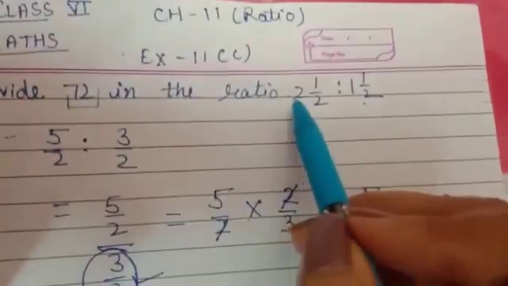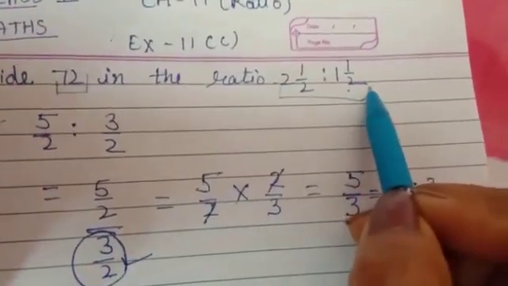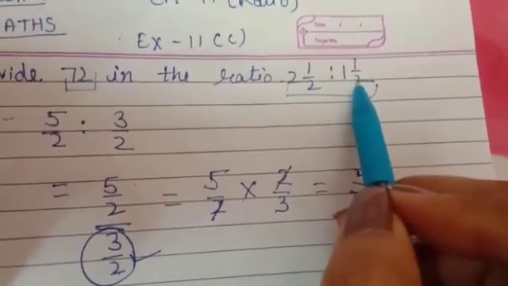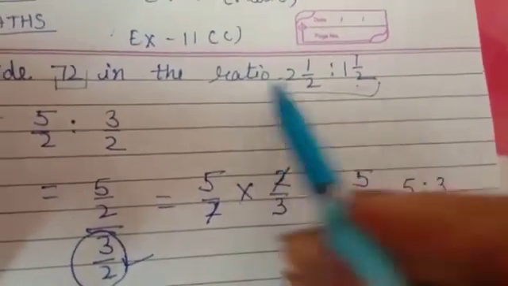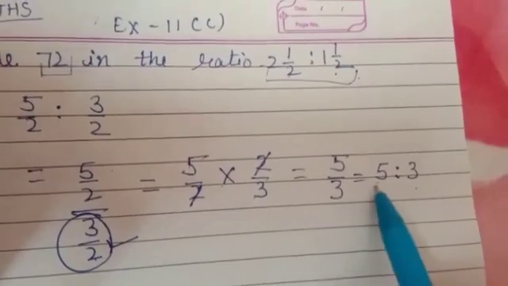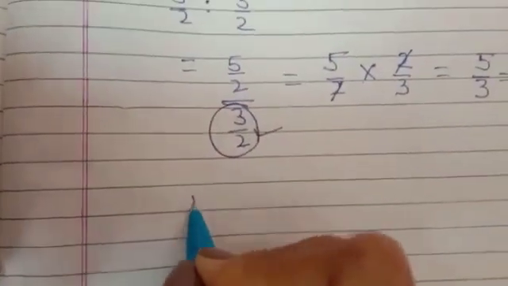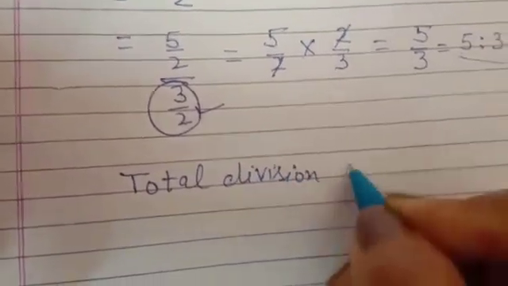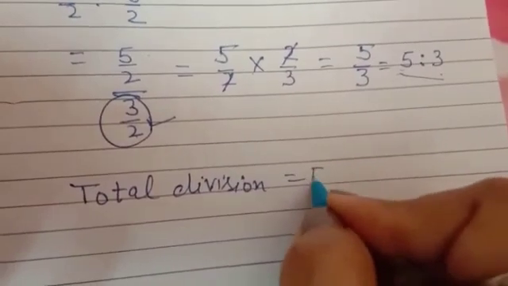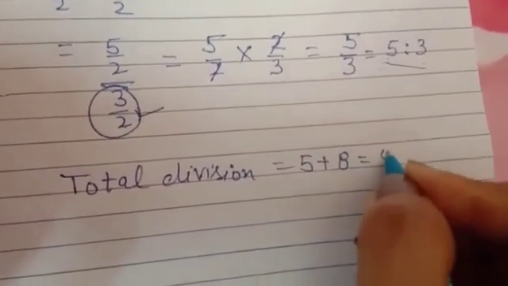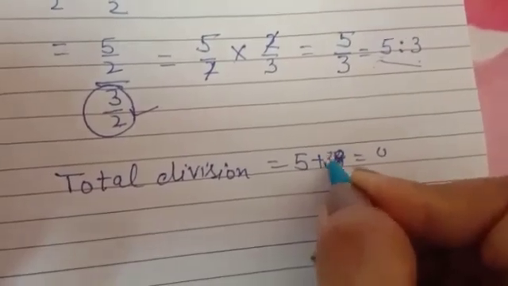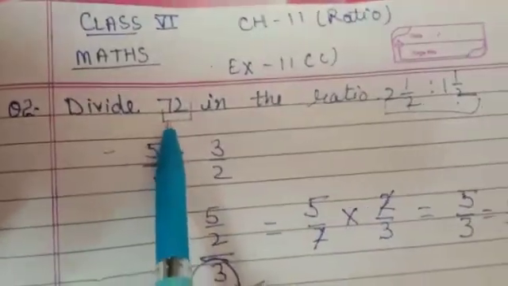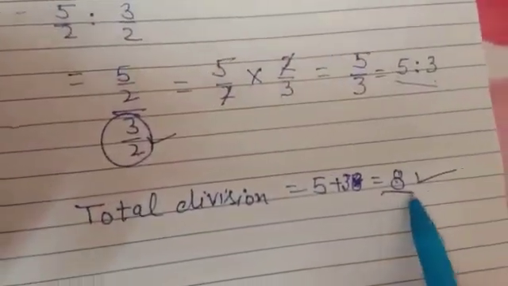In the previous question, to check the total division, we just added the ratios. In this question we made a little more effort by simplifying first. Now we have the ratio. Now we will check the total division. The total division of 72 is equal to 5 plus 3, which becomes 8. So firstly we will divide 72 into a total of 8 parts.